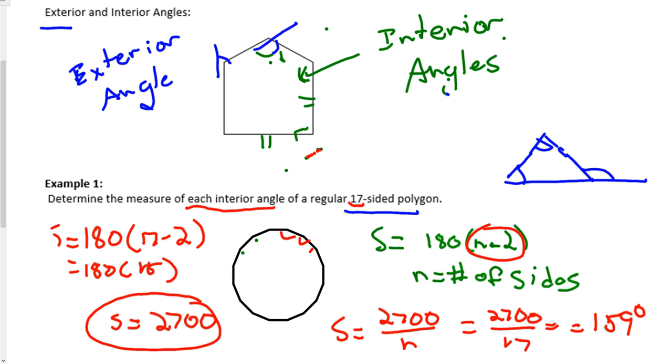That makes sense if you look at your shape here. Each one of these angles is definitely obtuse. It's more than 90 degrees, so they should be bigger, which it is, 159. Now the actual answer is 158.8, but when you're dealing with angles like this, just round to a whole number. It's totally fine. All right, so that's example 1.